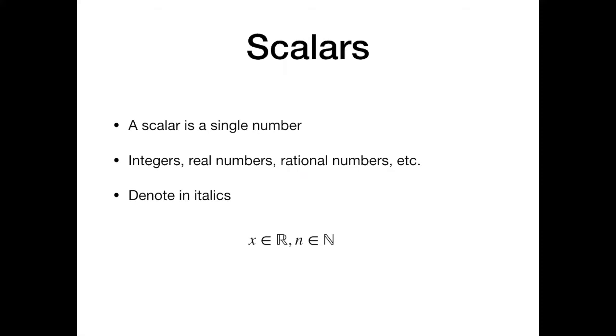In this book, we denote scalars in italics, and we like to give scalars lowercase variable names. When we introduce scalars, we usually need to declare what kind of scalar it is. We can do it like this. In this way, we declare a new scalar named x, and the type of x is a real number. We use this notation to denote the set of real numbers. And the second one represents a natural number n.